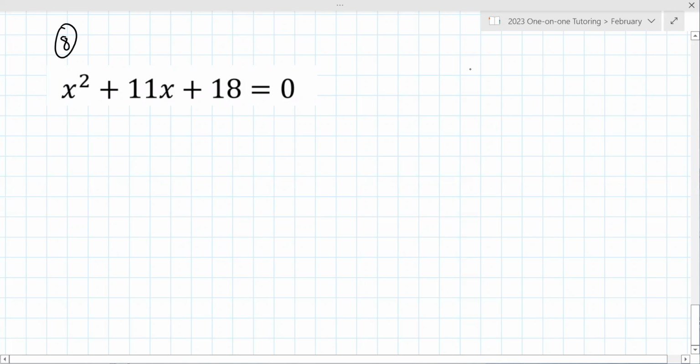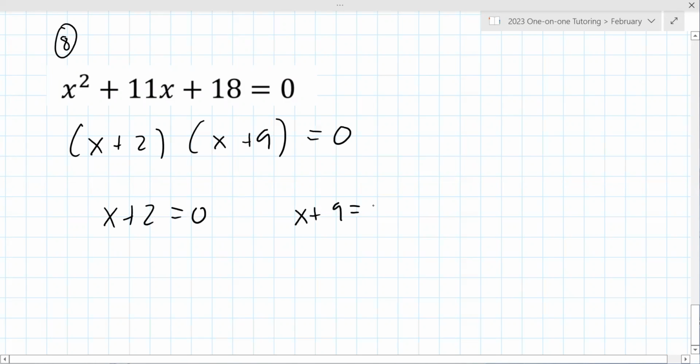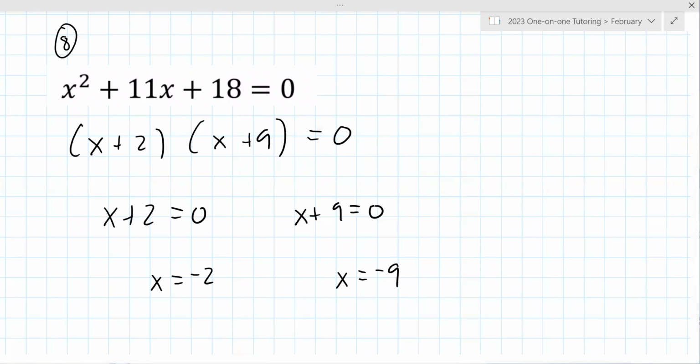2 and 9. Okay, so this becomes x plus 2, x plus 9. You set them both equal to 0. And x is -2 and x is -9. All right. Yeah, that's right. Yep, that's the answer. Yep. So we will be stopping here.